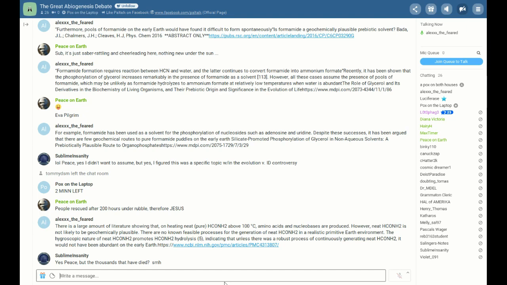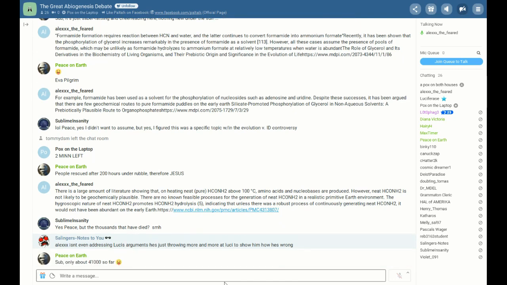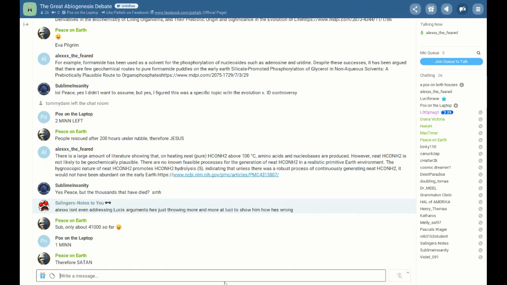The hygroscopic nature of neat formamide promotes hydrolysis, indicating that unless there was a robust process of continuously generating neat, pure formamide, it would not have been abundant on early Earth. So some of the papers rely heavily on the availability of formamide, but I just gave you 3 links that suggest it likely wasn't that available on early Earth.